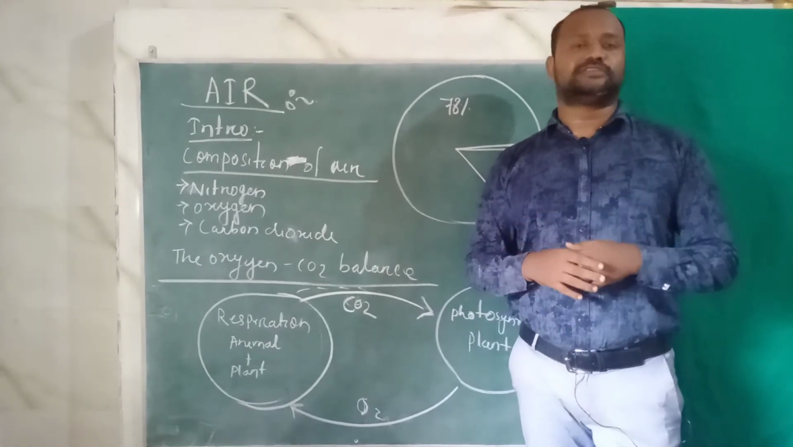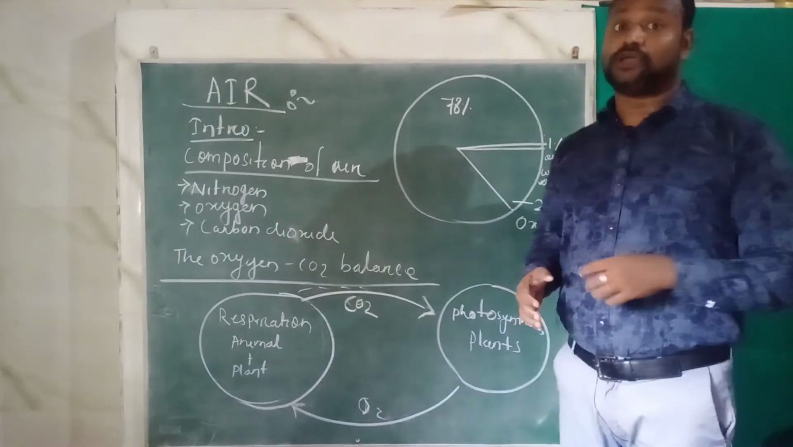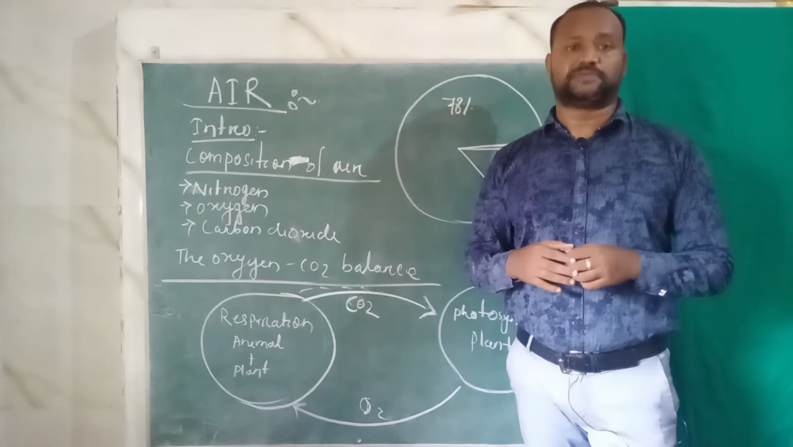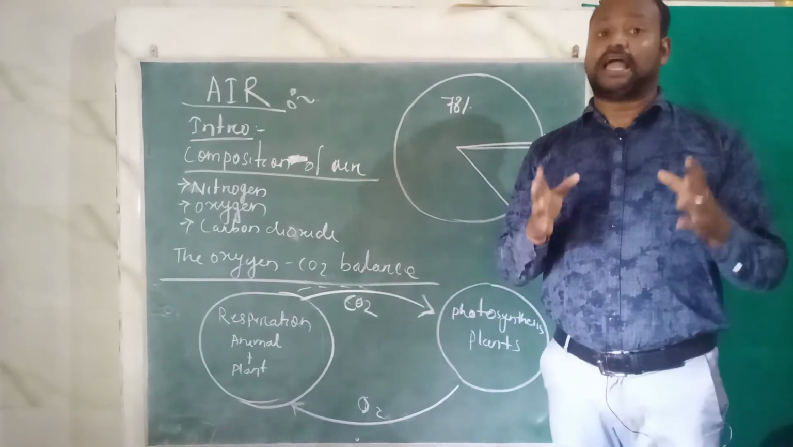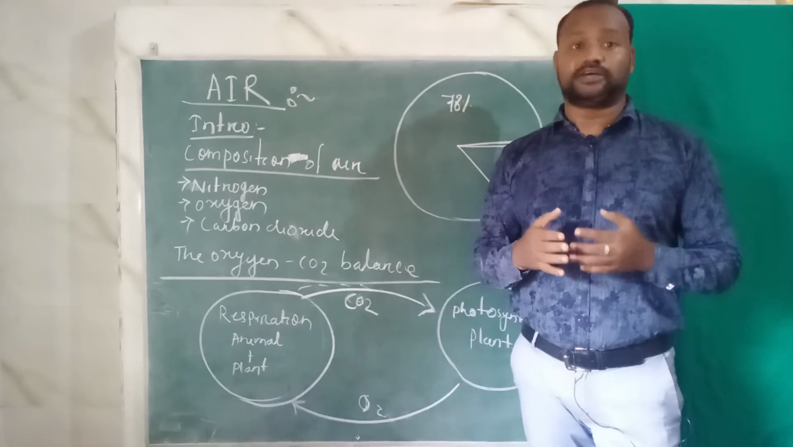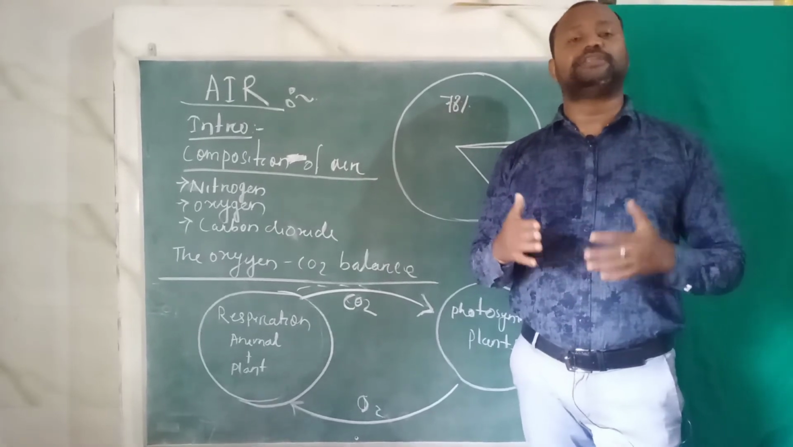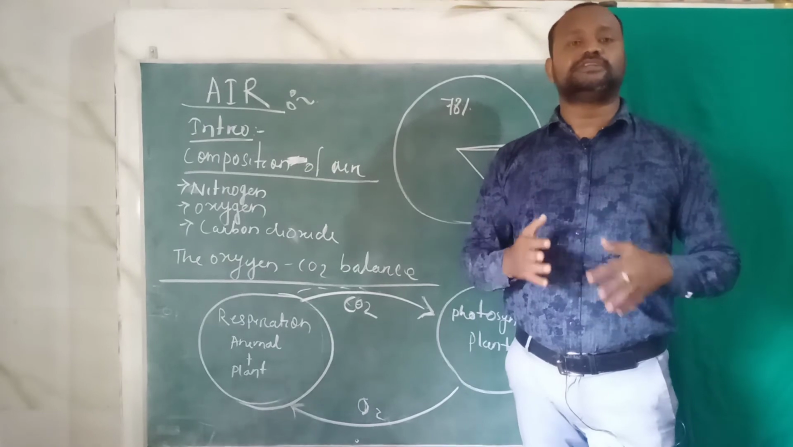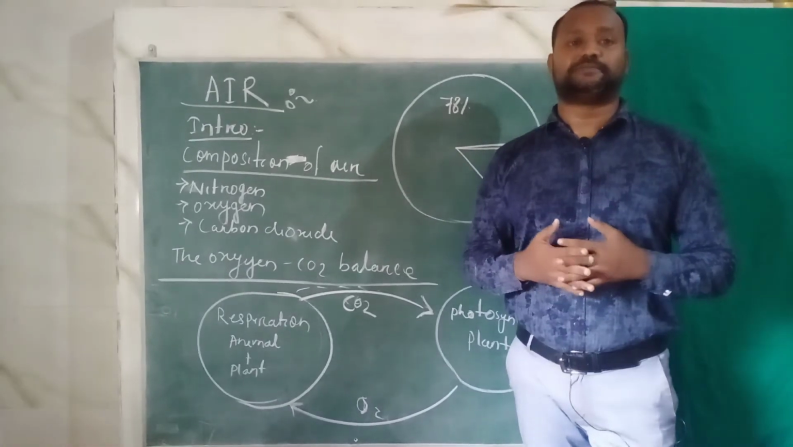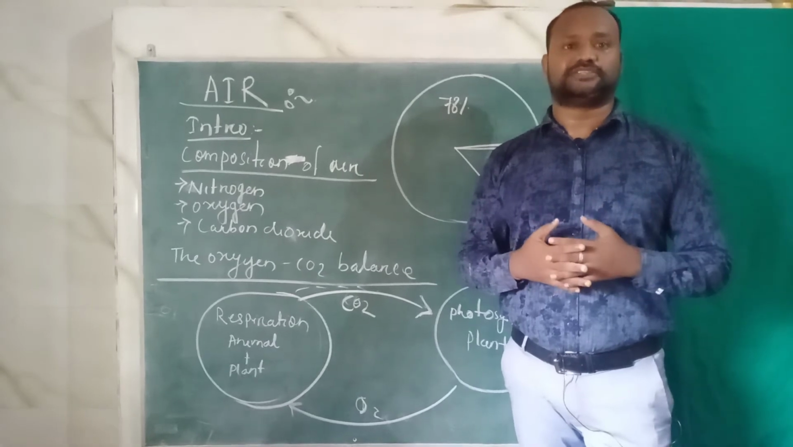Next, we are going to discuss oxygen. Oxygen is one of the most important gases in the atmosphere. Oxygen helps in combustion. Oxygen helps in combustion, meaning burning. Oxygen helps in respiration. Student, we all need respiration. Even plants need oxygen for respiration.